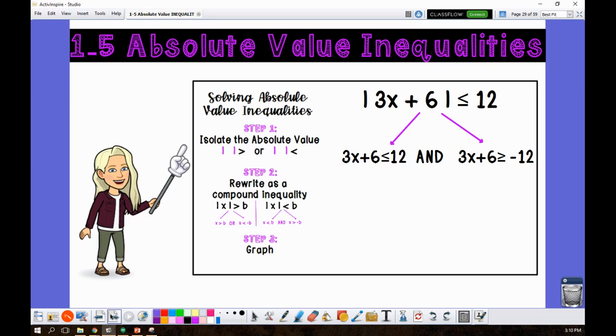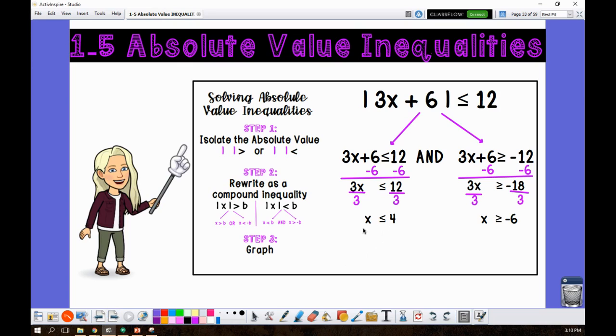So same concept as the last one, we're going to subtract 6 from all sides. That's going to give me 3x is less than or equal to 12 on this side, and 3x is greater than or equal to -18 on that side. Next step will be to divide by 3. We will divide by 3 on all sides.